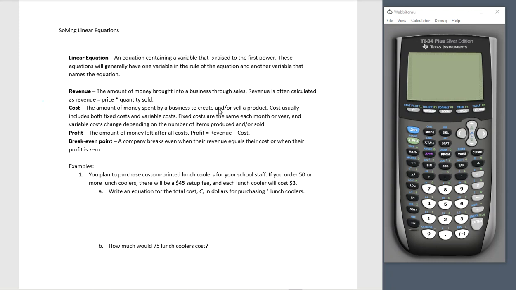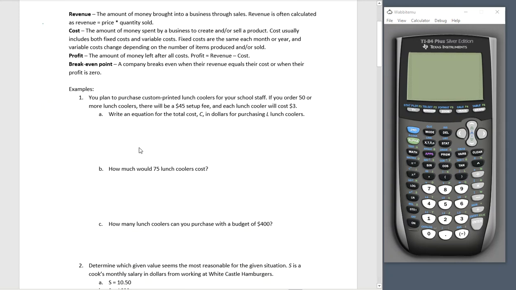And when we put revenue and cost together in a specific way, we find that the profit is the amount of money left after all costs. So profit can be found by taking revenue and subtracting all the costs you had to pay. Now, the break-even point is what companies look for, because a company breaks even when their revenue is equal to their cost or when their profit is 0. Either way, we will have a break-even. All right, so let's do a few examples of this type.